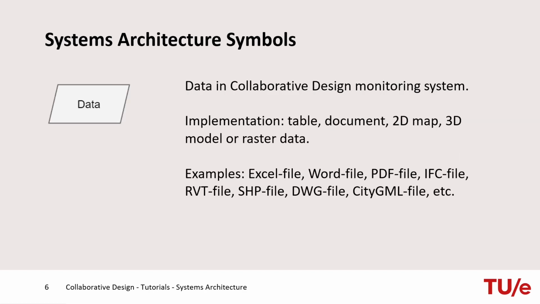The second symbol is the skewed rectangle for representation of data that is imported or exported from a process. Data can take different forms, such as a table, a document, a map, a 3D model, or raster data. On the slide you can read examples of well-known file formats that can contain these data.